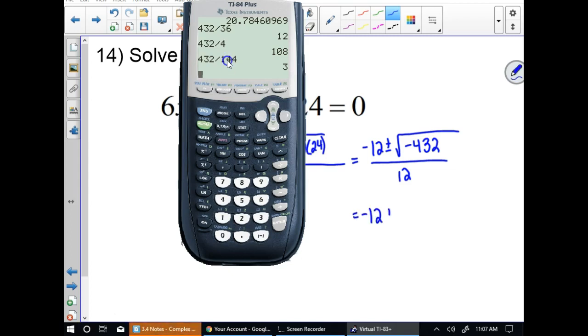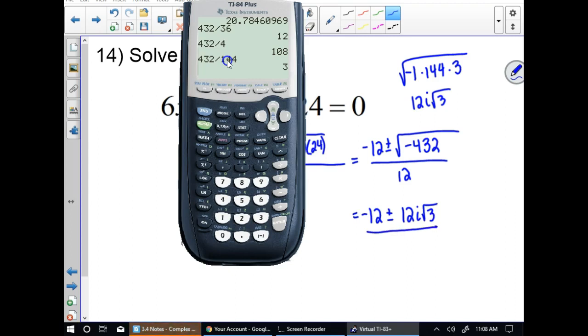So negative 12 plus or minus, and I'm going to do this up here. So it's going to be negative 1 times 144 times 3. The square root of negative 1 is i. The square root of 144 is 12. And 3 you cannot take the square root of. So you're going to have 12i square root of 3 over 12.